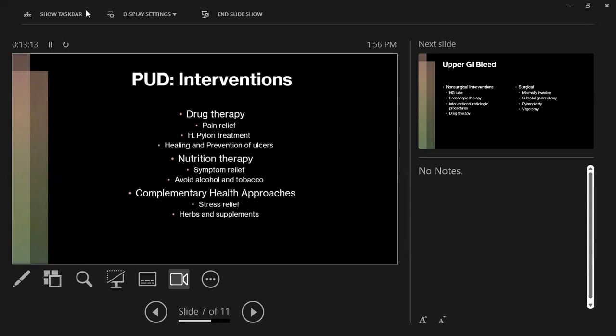can be added, which prevents the H. pylori from binding to the mucosal lining. Although I butchered that word, that subsalicylate is also part of aspirin. So patients who are on this medication need to be assessed for aspirin so that they are not taking too much of the subsalicylates.